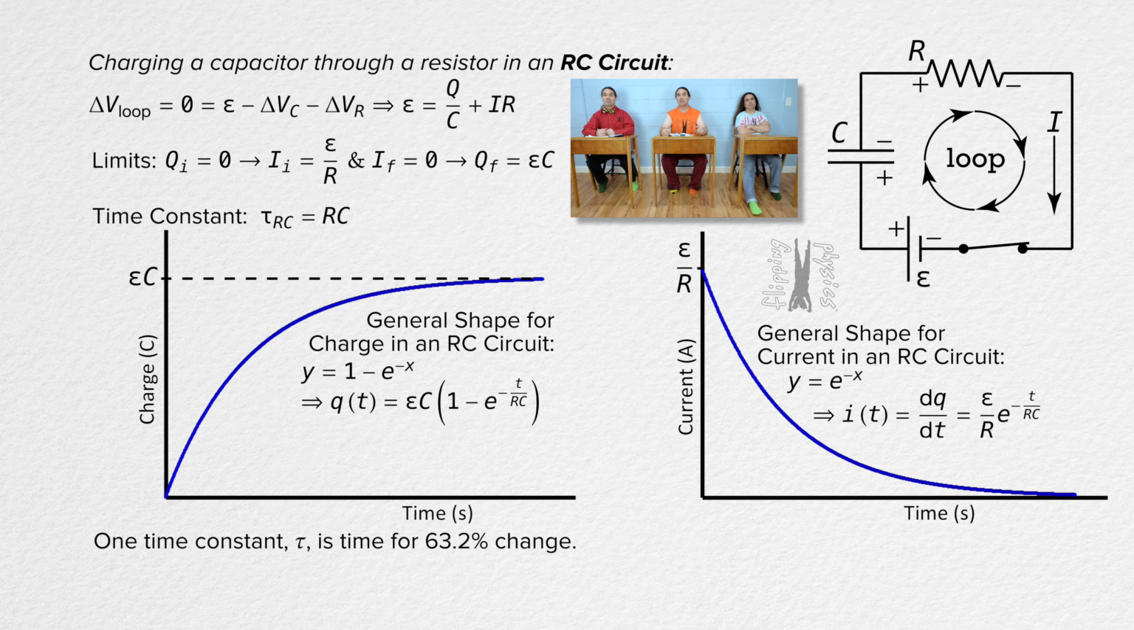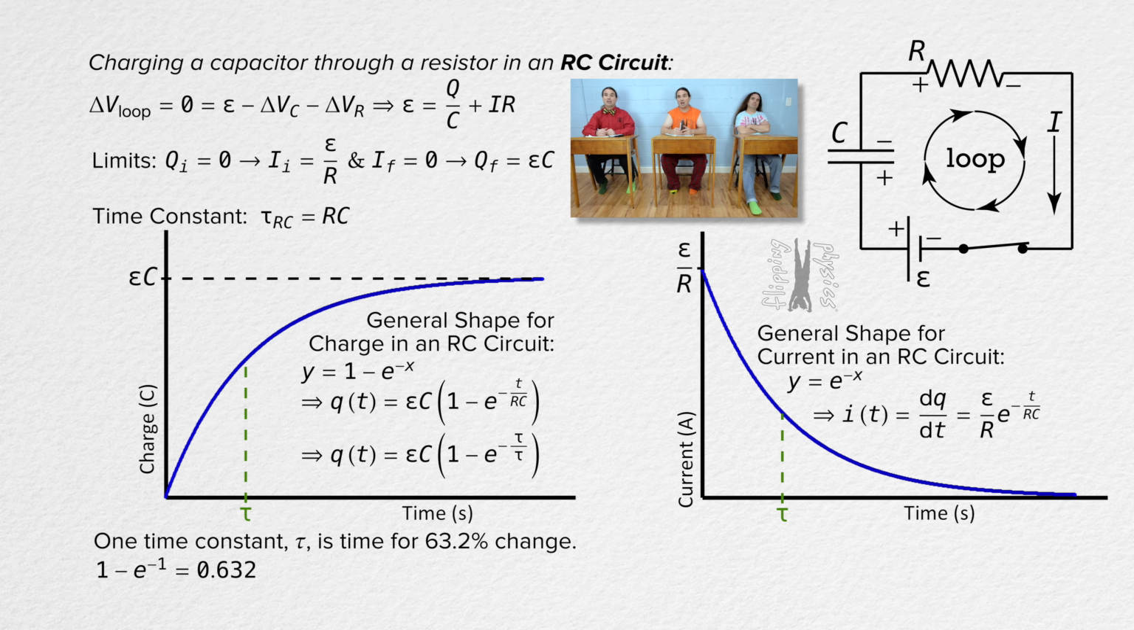the charge formula is 1 minus e to the power negative x. And if we plug the time constant in for time, that expression is e to the power negative 1. And we can use our calculator to calculate that 1 minus e to the power negative 1 equals 0.632, which shows us that one time constant represents the time for a 63.2% change.